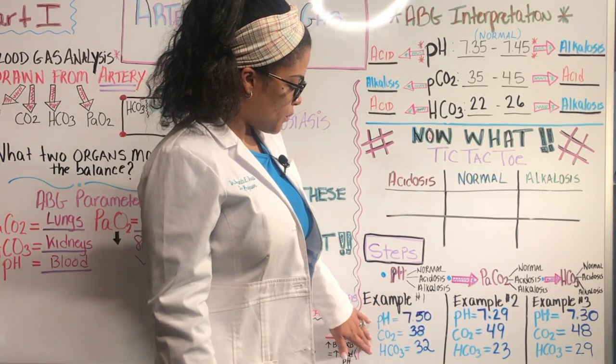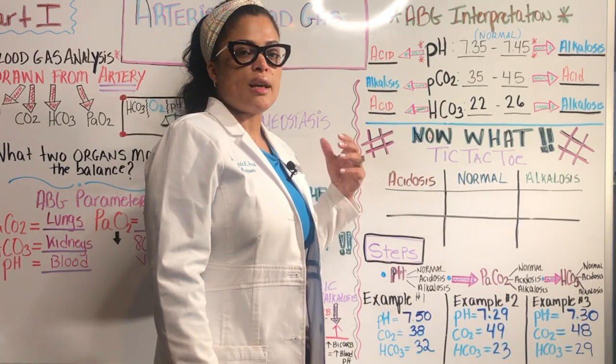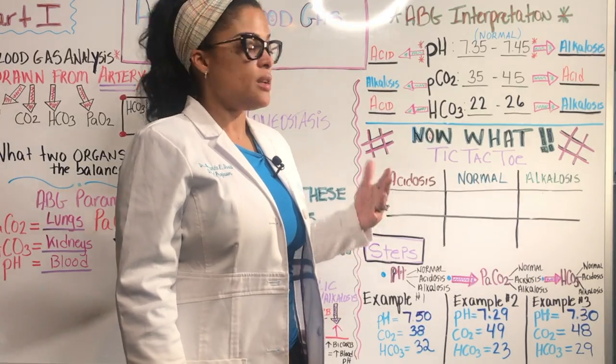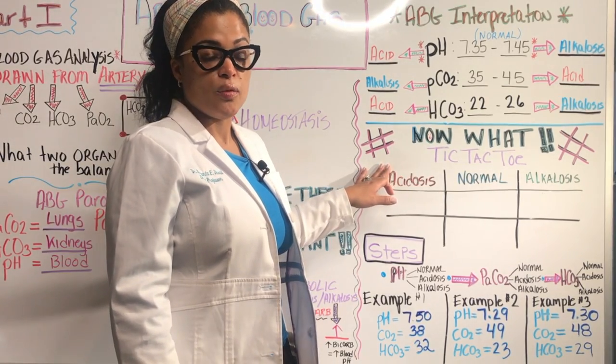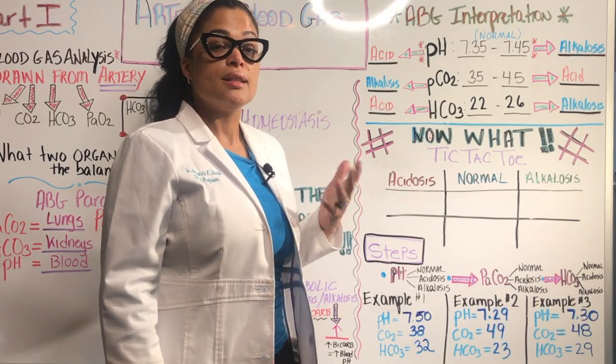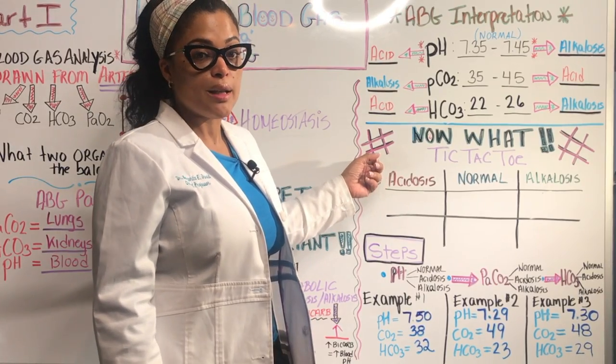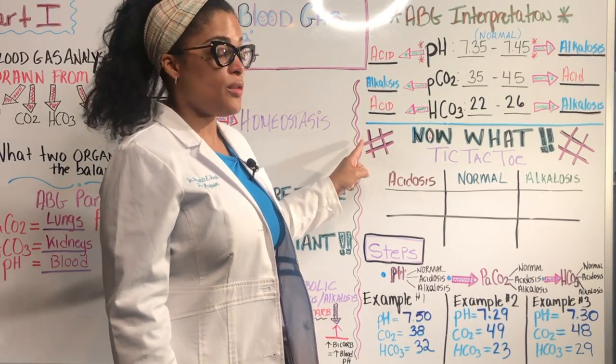So here I have 3 examples that we're going to be going over, and one of the methods that I find to be the most fun is the tic-tac-toe method. One way that I remember how to do this method is by saying tic-tac-toe 3 in a row, which means just like when you play tic-tac-toe, you win when you have 3 in a row.